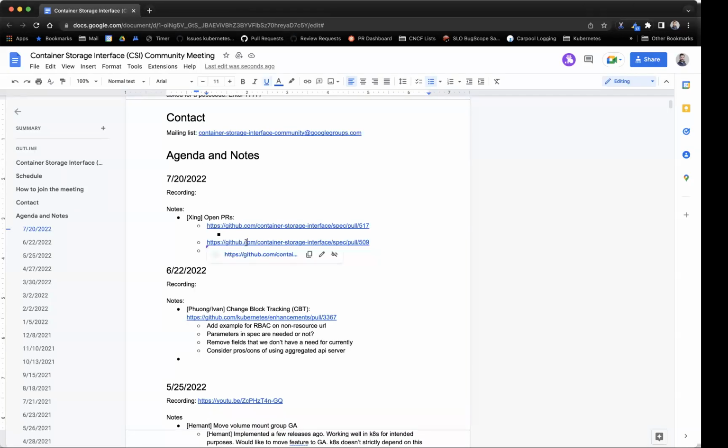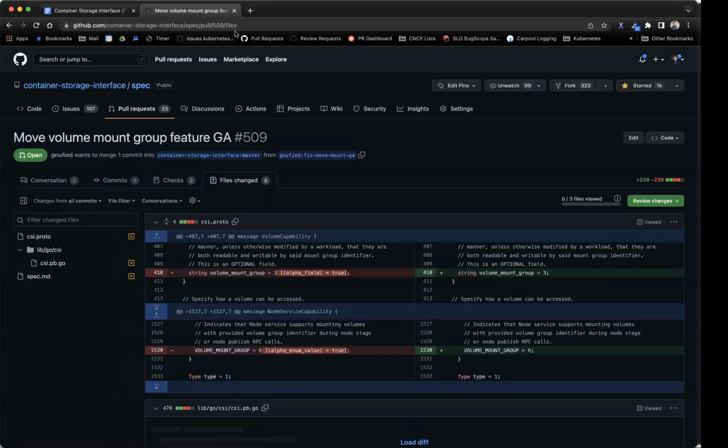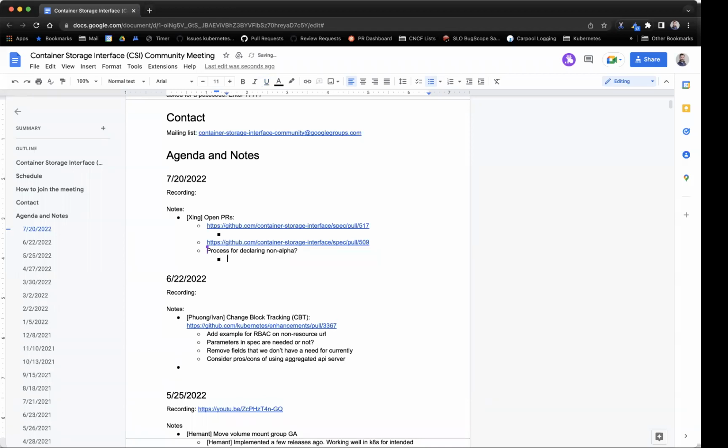Right. Yeah. What is the criteria for actually removing the alpha label? Like, do we have a process for declaring this accepted or something? Or is it just a judgment call? I don't think we have a formal process. I would have assumed that we would show adoption of the feature at the Kubernetes layer and show it's being used and that everyone's happy with the way it's being used and therefore, you know, declare it GA.